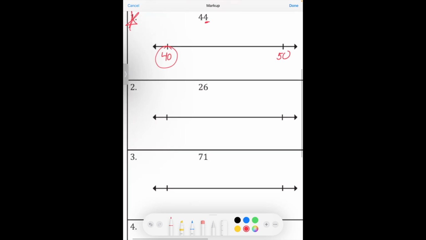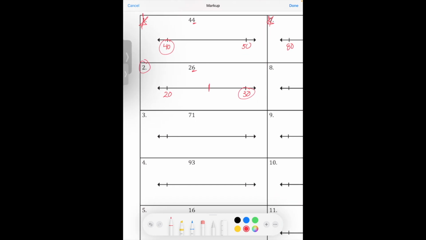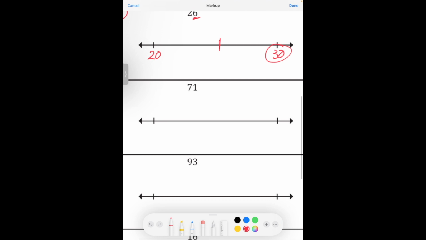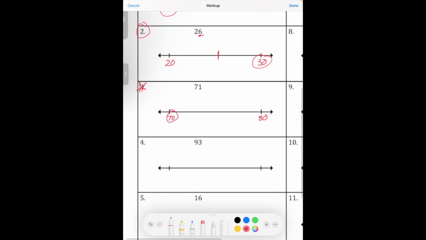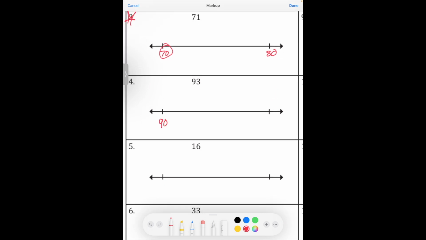All right, number 2. Would round down to 20 or up to 30. Okay, 26 would be about right here, but it's 5 and above, give it a shove. All right, circle or star. If you got it correct, a star, circle if you missed it. All right, 71 would either round to 70 or 80. And since it's 1, it's 4 or less, give it a rest. It goes to 70. Number 4, either round down to 90 or up to 100.